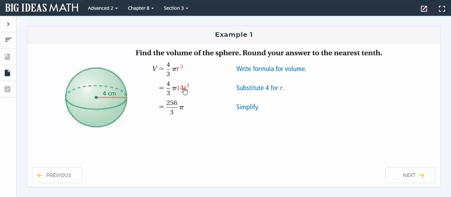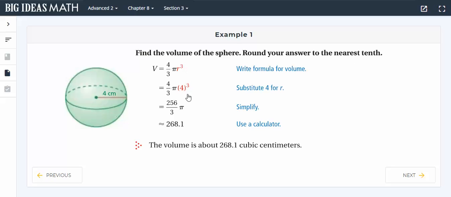4 cubed times 4/3 happens to be 256/3. You can use your calculator to figure that out with pi. So then you multiply that by pi, and there's your answer. And so it'd be 268.1 cubic centimeters. Again, we're rounding to the nearest tenth.